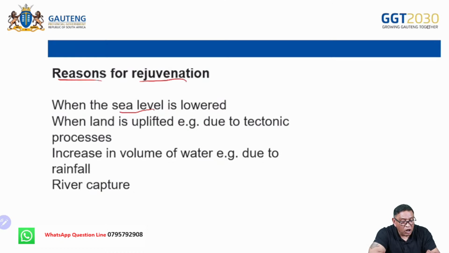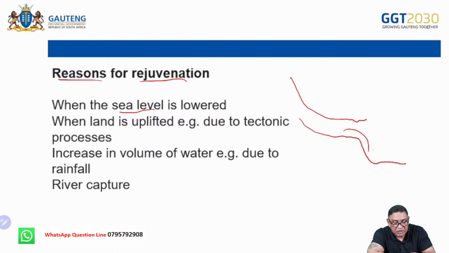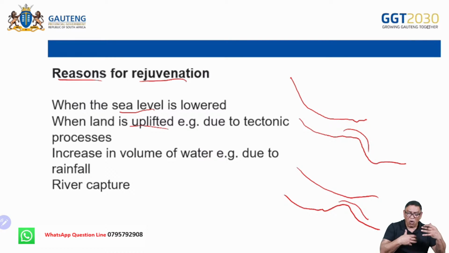Reasons for rejuvenation. When the sea level drops, there we have it like this, and then suddenly we find, due to various things, the sea level drops. And now what happens? A steep gradient. When land is uplifted, due to tectonic forces, etc., that force land up, and suddenly the land gets uplifted. Gradient again. So the reasons are all about how that change in gradient happens. Increase in the volume of water. You understand? What happens when there's more water? You'll have a faster flowing river with more energy, river rejuvenation.